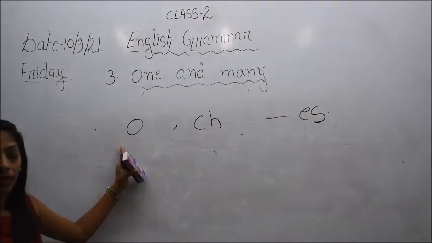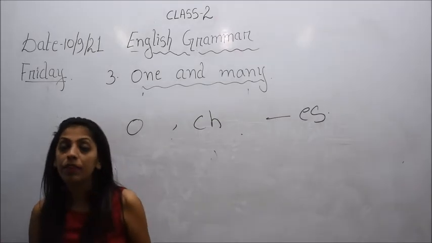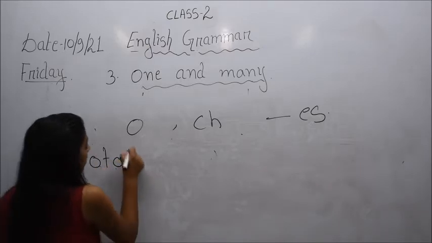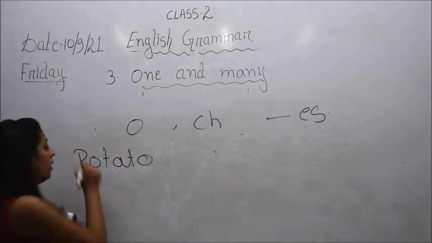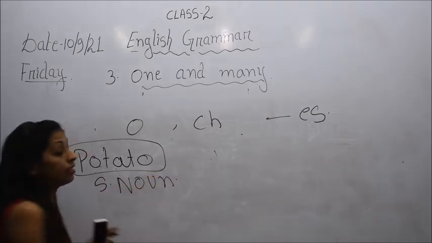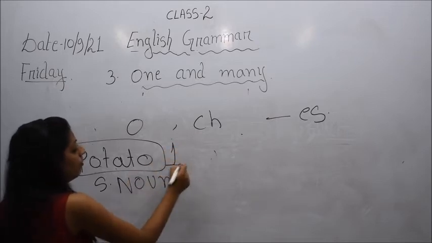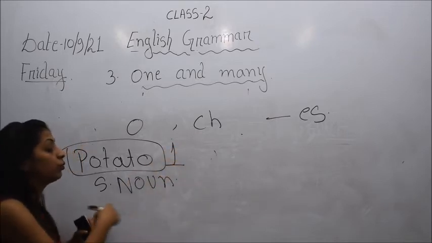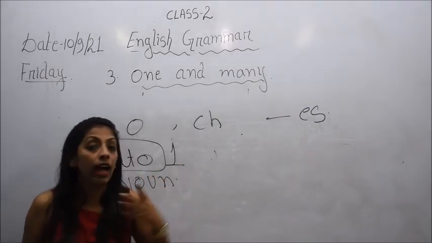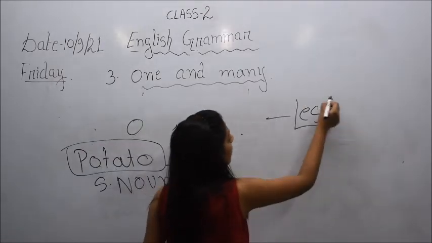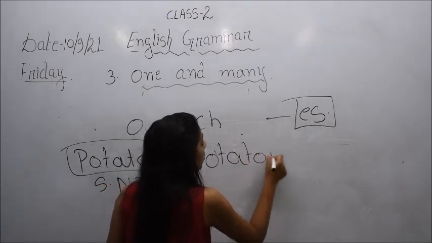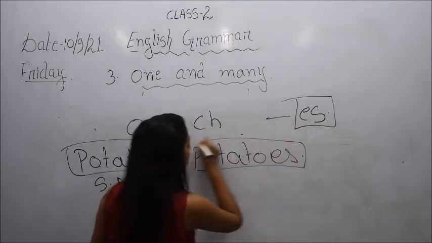For example, can you think of any? For example, potato. So this is a singular noun, and why is it a singular noun? Because here we are talking about only one potato. But if you have to convert it into plural noun, that means more than one potato, then how will you convert? You will have to add ES. So it will be potatoes. So now it has become potatoes.